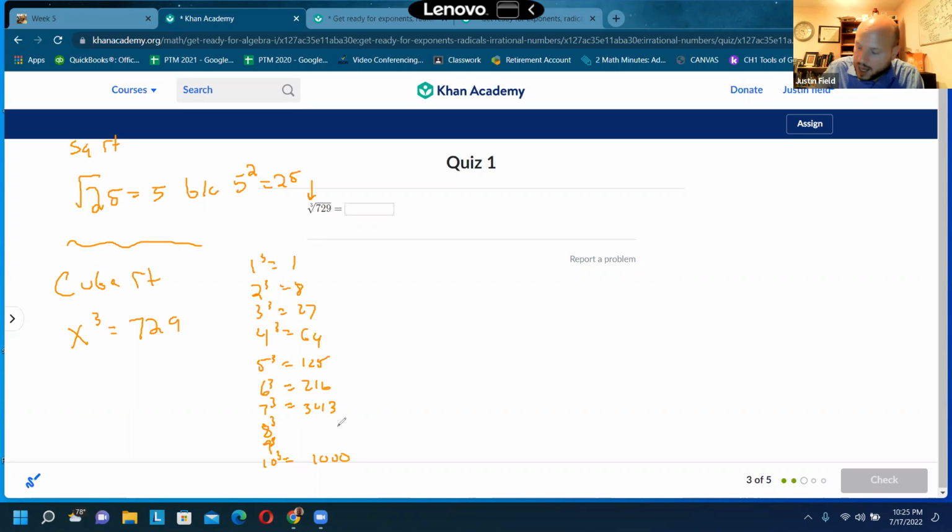343. 8 cubed, I don't know 8 cubed. 512. No, I know it. 9 cubed is, guess what? 729. That's what it is. It's 9.